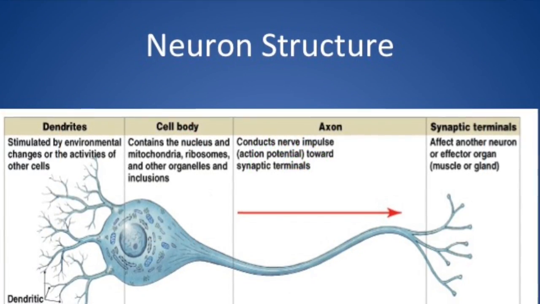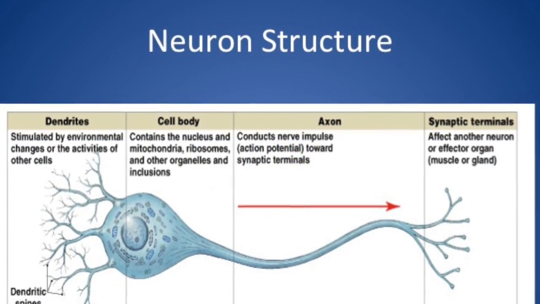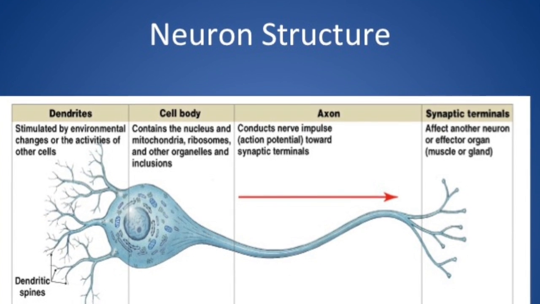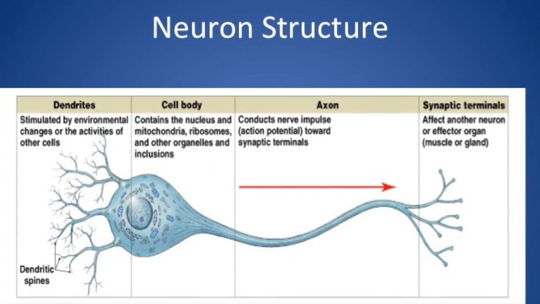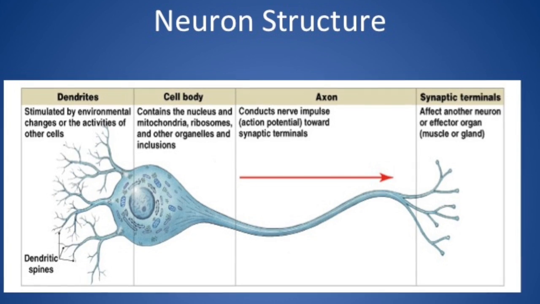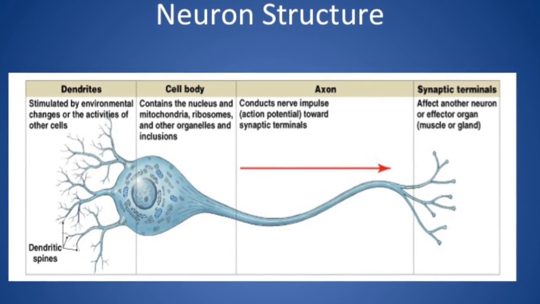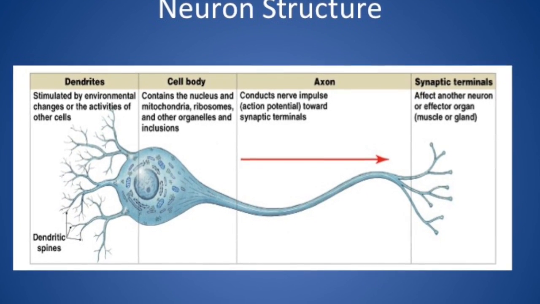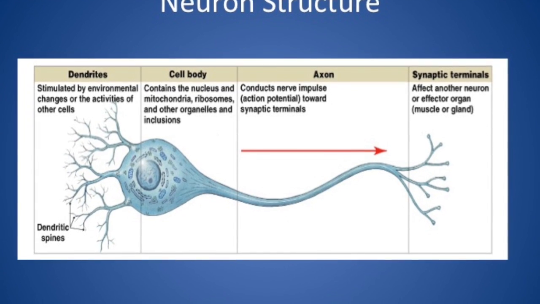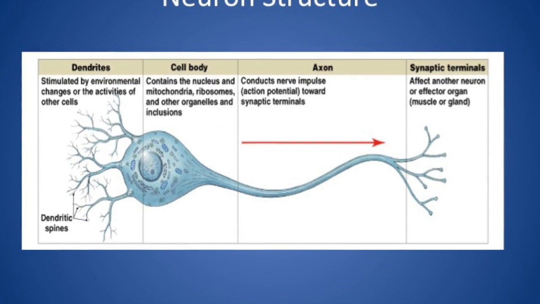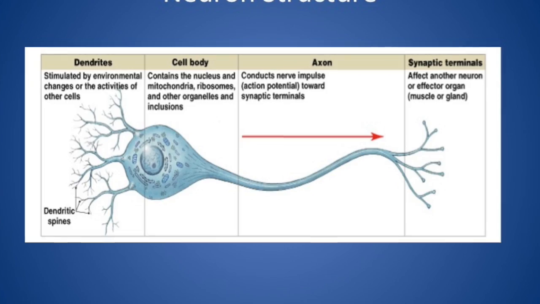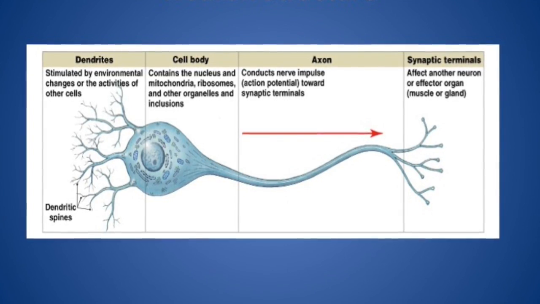The neuron structure is comprised of dendrites, which are stimulated by environmental changes or the activities of other cells; the cell body, which contains the nucleus, mitochondria, ribosomes, and other organelles; the axon, which conducts nerve impulses towards synaptic terminals; and synaptic terminals, which affect other effector organs such as muscles or glands.